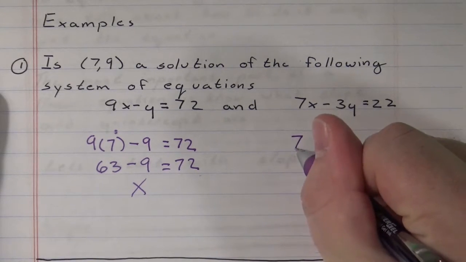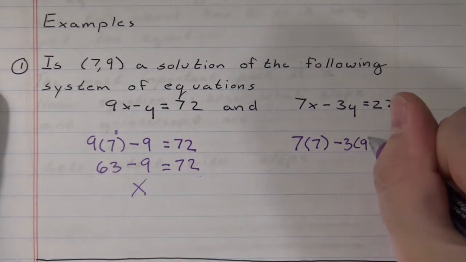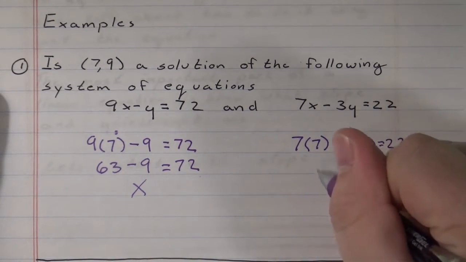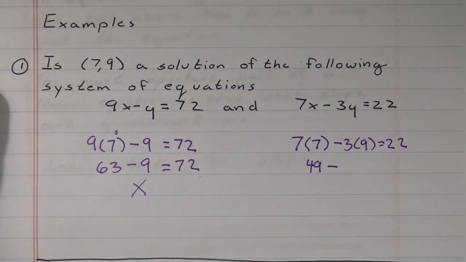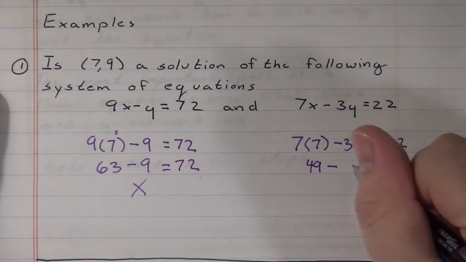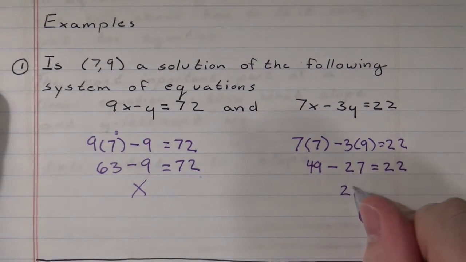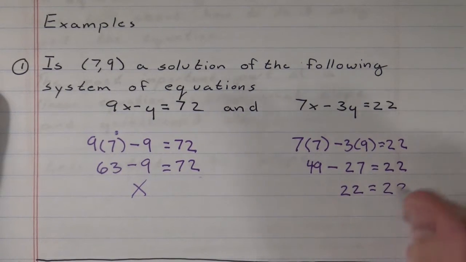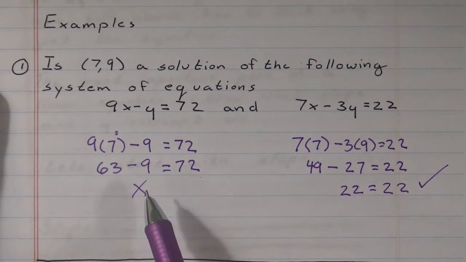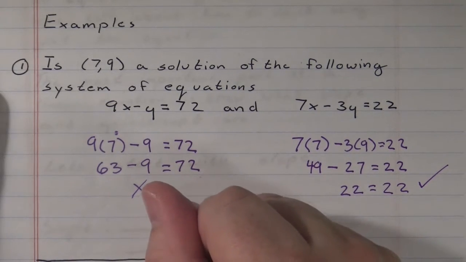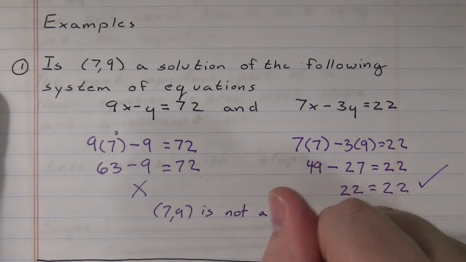So let's try it out. 7 times 7 minus 3 times 9 equals 22. Well, 7 times 7 is 49 minus 3 times 9, which is, excuse me, 27, equals 22. Well, 49 minus 27 is 22. Well, this side does work. But since the ordered pair doesn't work in both of them, (7, 9) is not a solution.